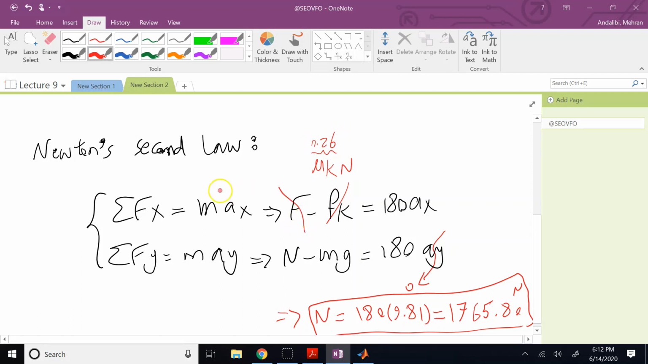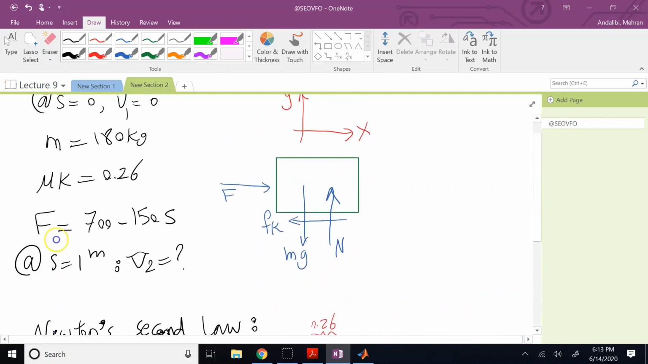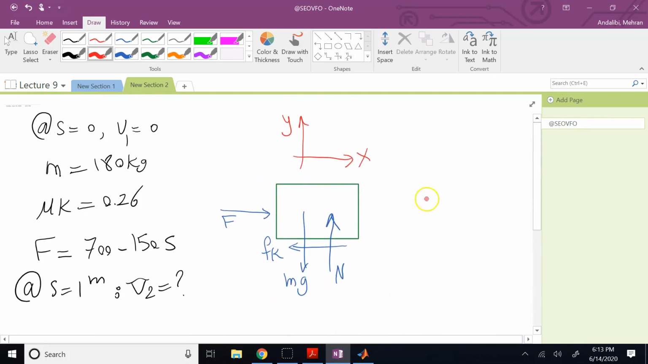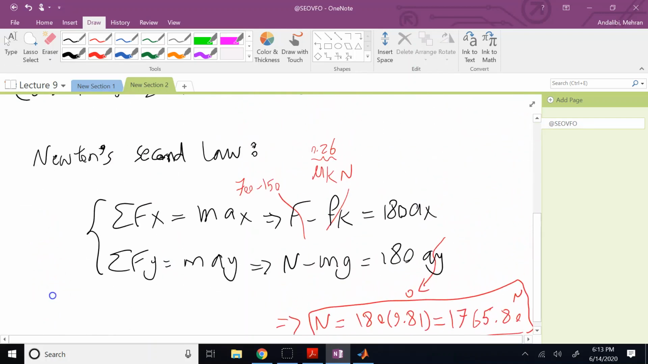This F is not constant, it does depend on the position. S or X here, they are the same thing. I can use S or X because S here is the displacement, and displacement is only happening in the horizontal direction. Therefore, S and X are equivalent to each other. So whether I say 150 times S or times X, they are the same thing, so I can use times X if I want to.